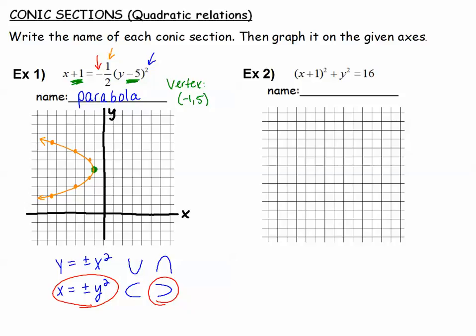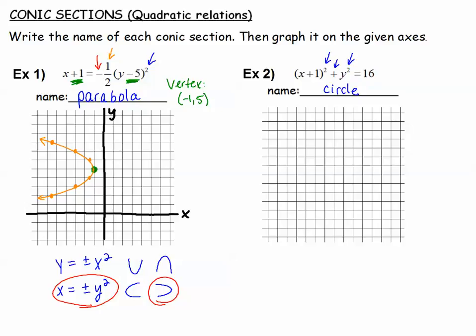Example 2. The quantity x plus 1 squared plus y squared equals 16. I see that both the x variable and the y variable are squared. Therefore, it's either a circle, ellipse, or hyperbola. Because of the plus sign, I know it's either a circle or ellipse. Because it equals a number and not just 1, this will be a circle.